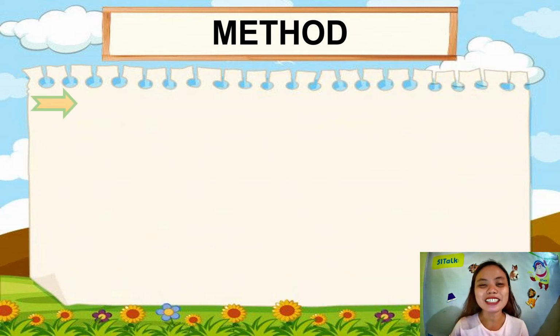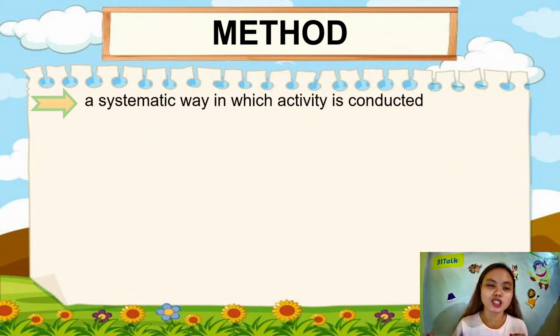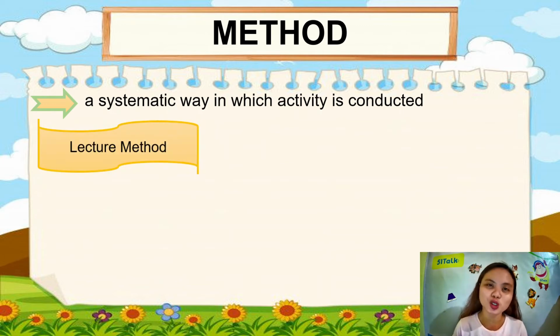Okay, next is the method. Method is the application of the approach. These are systematic ways in which activities are conducted in the classroom. A teacher may use various methods in the classroom. So first we have the lecture method.